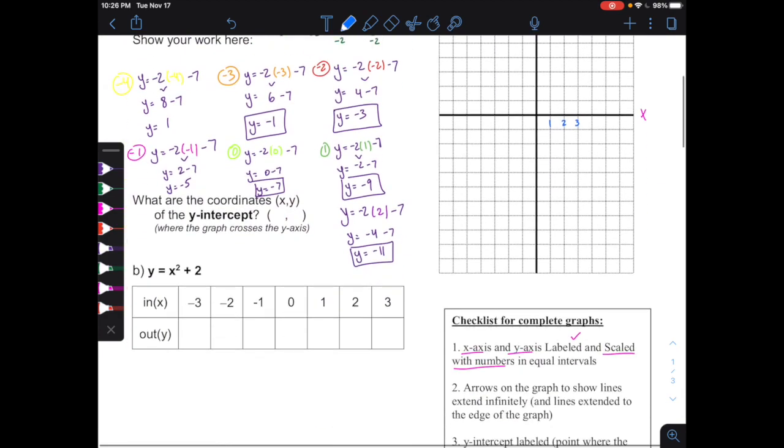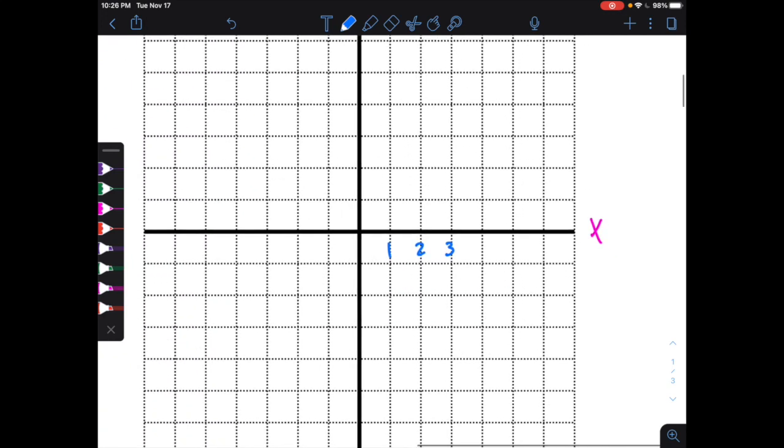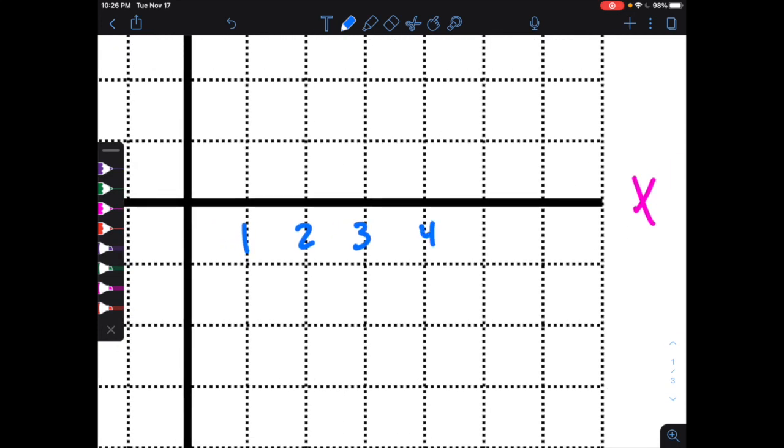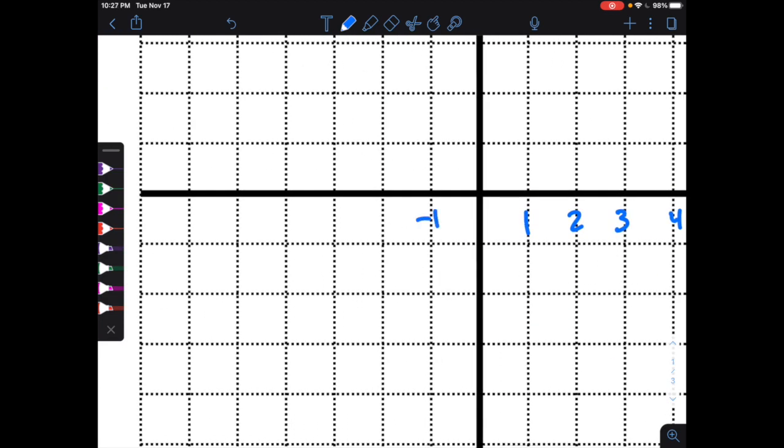And so when it says to scale with numbers in equal intervals, that means that when I graph this, it can't jump from 2, 5, 12. It can't be random numbers, okay? If you start each line as 1, then it has to go 1, 2, 3. If you go 2, 4, 6, 8, you can do that. It needs to be scaled in equal intervals. So 3, 4, 5, 6, 7. And I need to scale the negative side, -1, -2, -3, -4, -5, -6, -7.